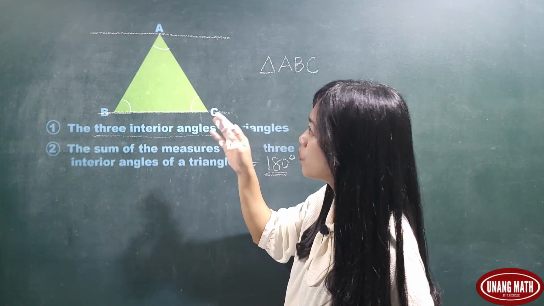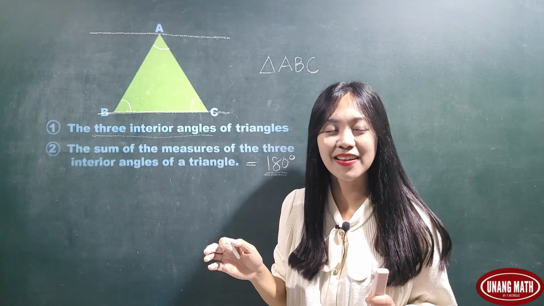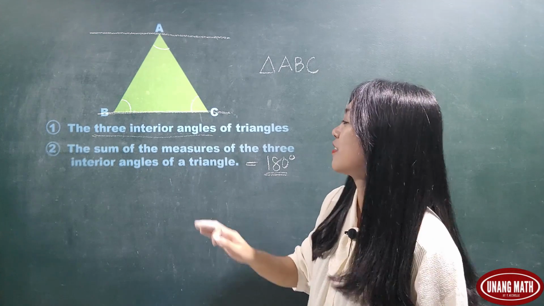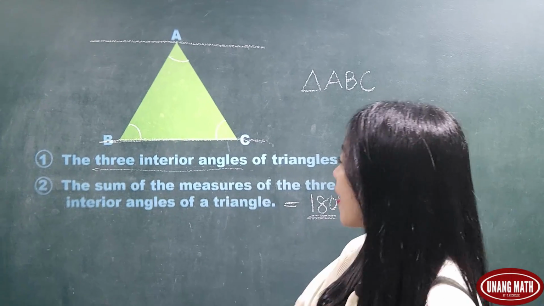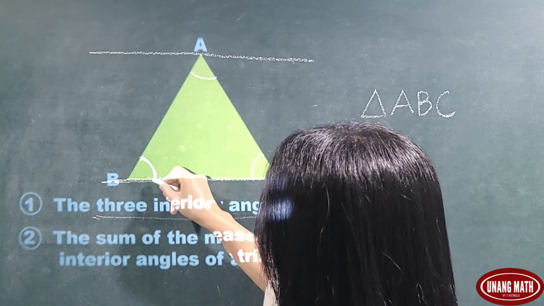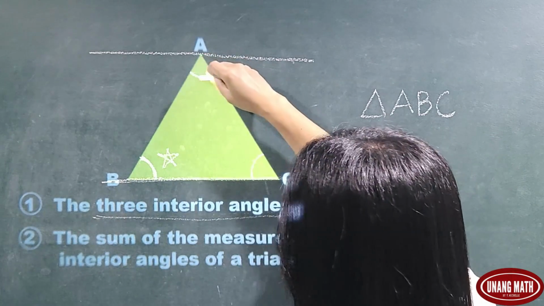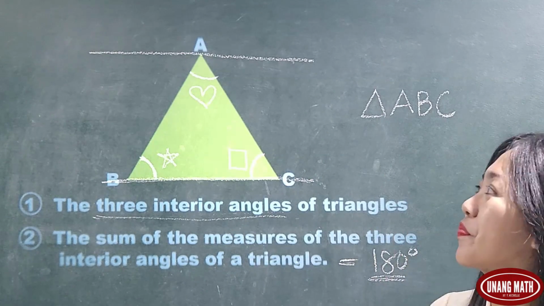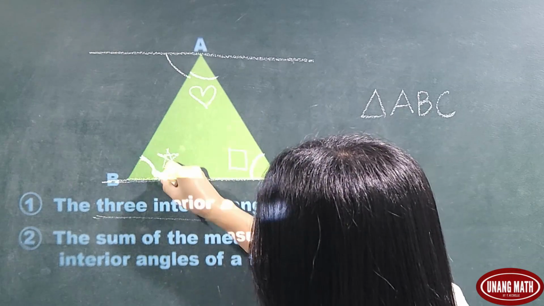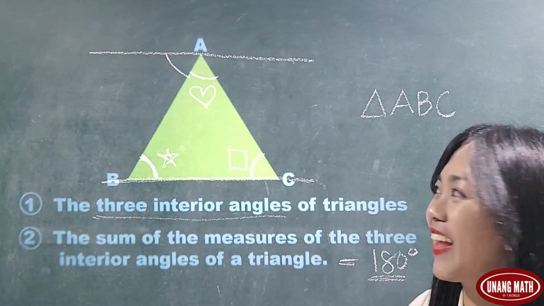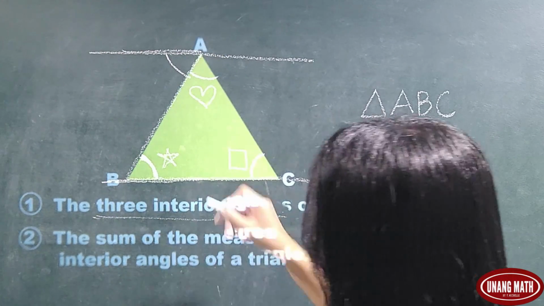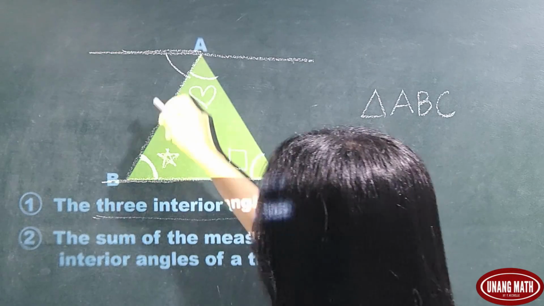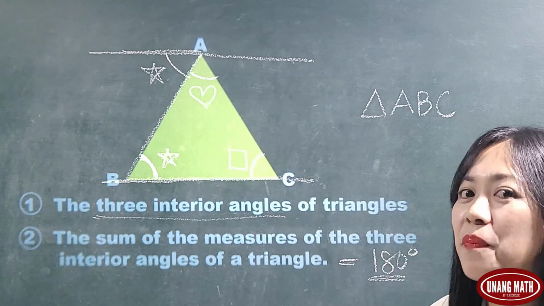Now we will use the concept of alternate interior angles and corresponding angles to explain why the sum of the measures of the three interior angles of a triangle is 180 degrees. First, let's represent this angle as angle star, this angle as angle heart, and this angle as angle square. This angle and this angle are alternate interior angles. Alternate interior angles are equal in measure. So if this is angle star, then this is also angle star because these angles are equal.